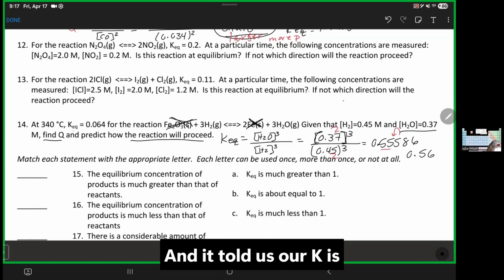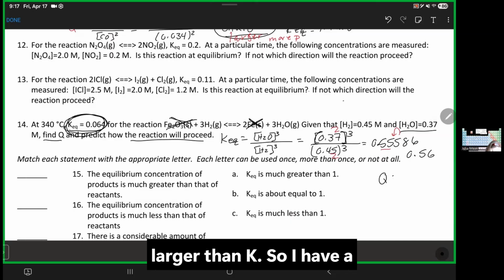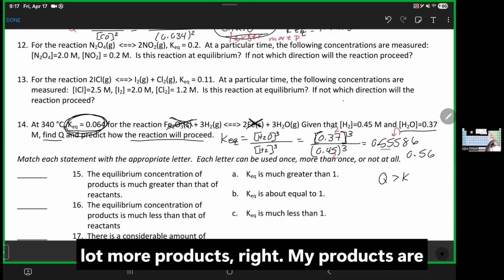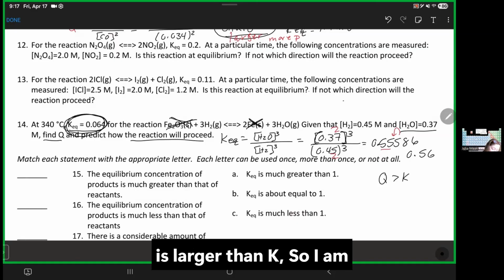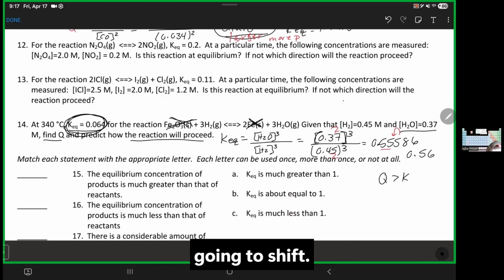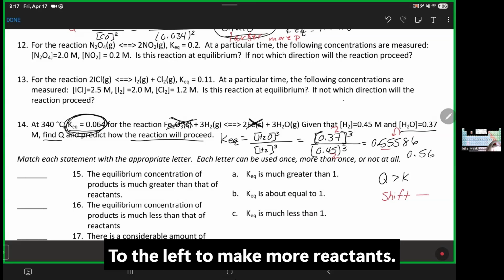And it told us our K is this, 0.064. So Q is a lot larger than K. So I have a lot more products, right? My products are larger on the top, so my Q is larger than K. So I am going to shift to the left to make more reactants.